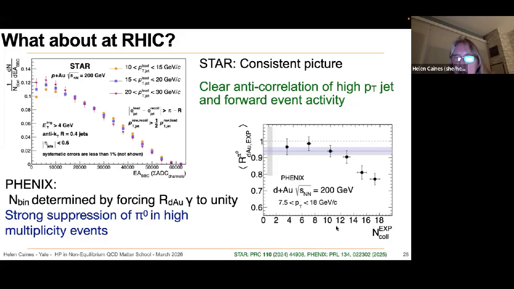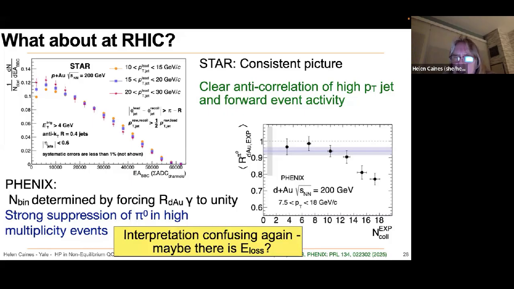And then they use that number to work out what the RAA would be for the pi zeros, where it's a colorless object. When you have a peripheral collision, you see we're back at unity. But when they go to these very extreme collisions, 18 collisions in a d-Au collision is a lot, you see a very strong suppression of the pi zero in high multiplicity events. This seems to be at odds. This is not the same explanation as STAR and the LHC have, because they've instead worked out how many binary collisions there actually were in the event. So they get rid of this bias of the event activity selecting against you, and they see this very strong suppression. And we're still struggling to understand this.